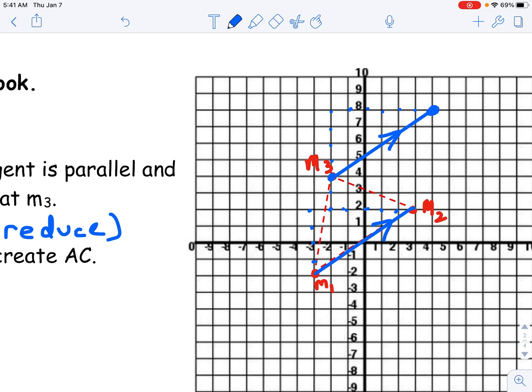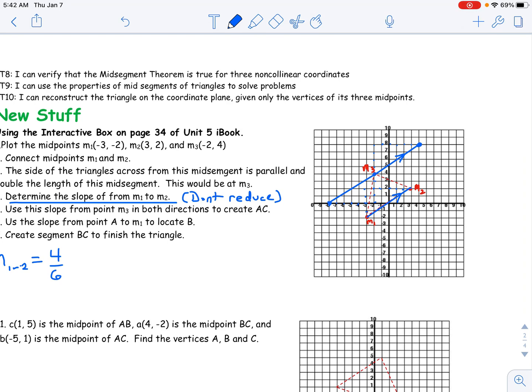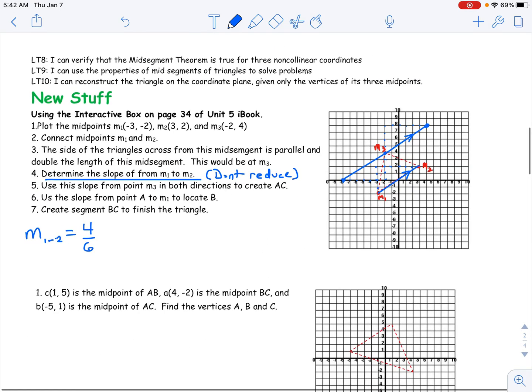So instead of going up 4 over 6, I'm going to go down 4 over 6. So 1, 2, 3, 4. 1, 2, 3, 4, 5, 6. Alright. So now, these blue lines are parallel, and the midsegment's half the length. Again, this big line right here is part of my triangle.